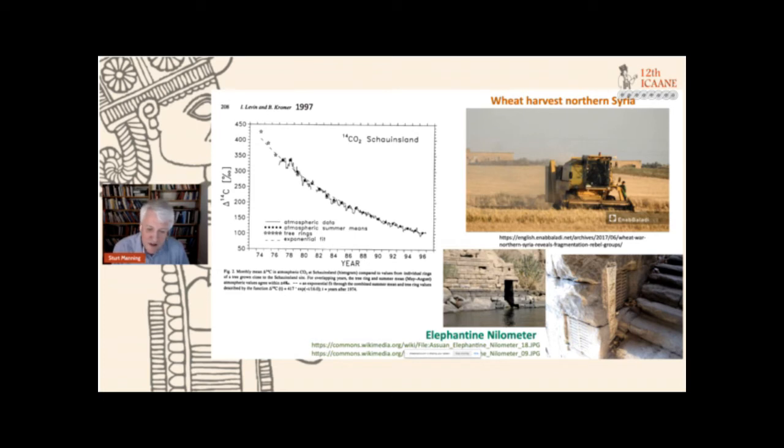For example, Levin and Kromer observed that the radiocarbon record measured from tree rings of a Norway spruce from 1974 to 1985, collected in the near vicinity of the Schauinsland atmospheric sampling station in southern Germany, on the left, yielded a radiocarbon record closely matching the late spring and summer, so May to August, atmospheric radiocarbon values at the same station.